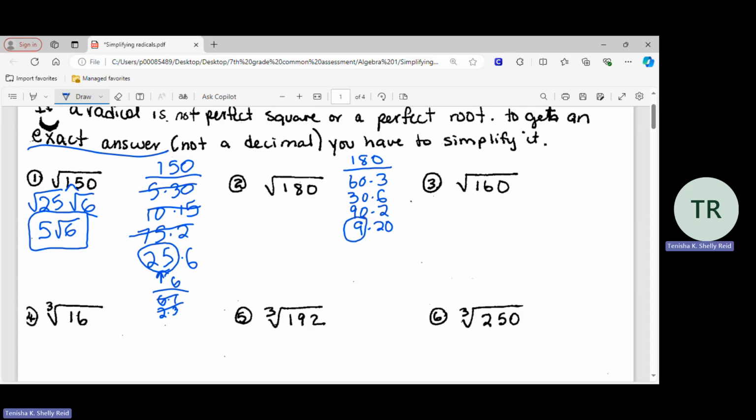All right, let's see what else we've got. Maybe 10 and 18. None of those are perfect squares. So I'm going to try and go with my 9 and 20. If I do that, I can break this apart.